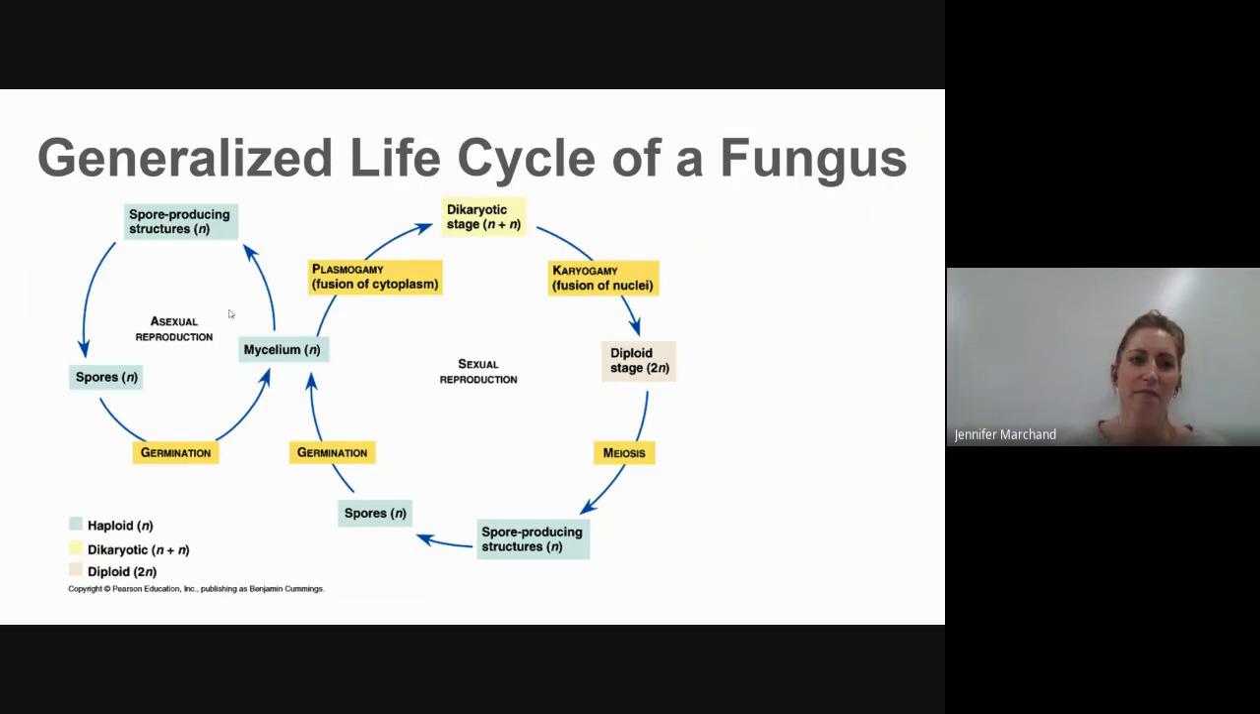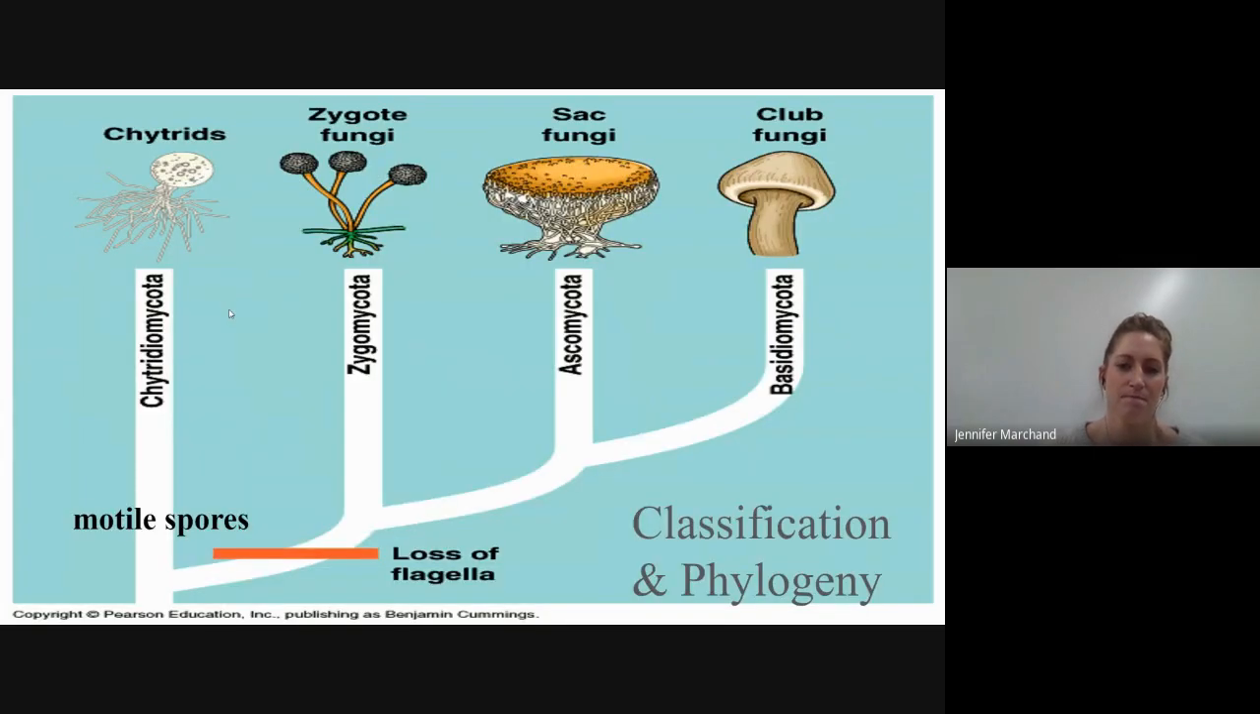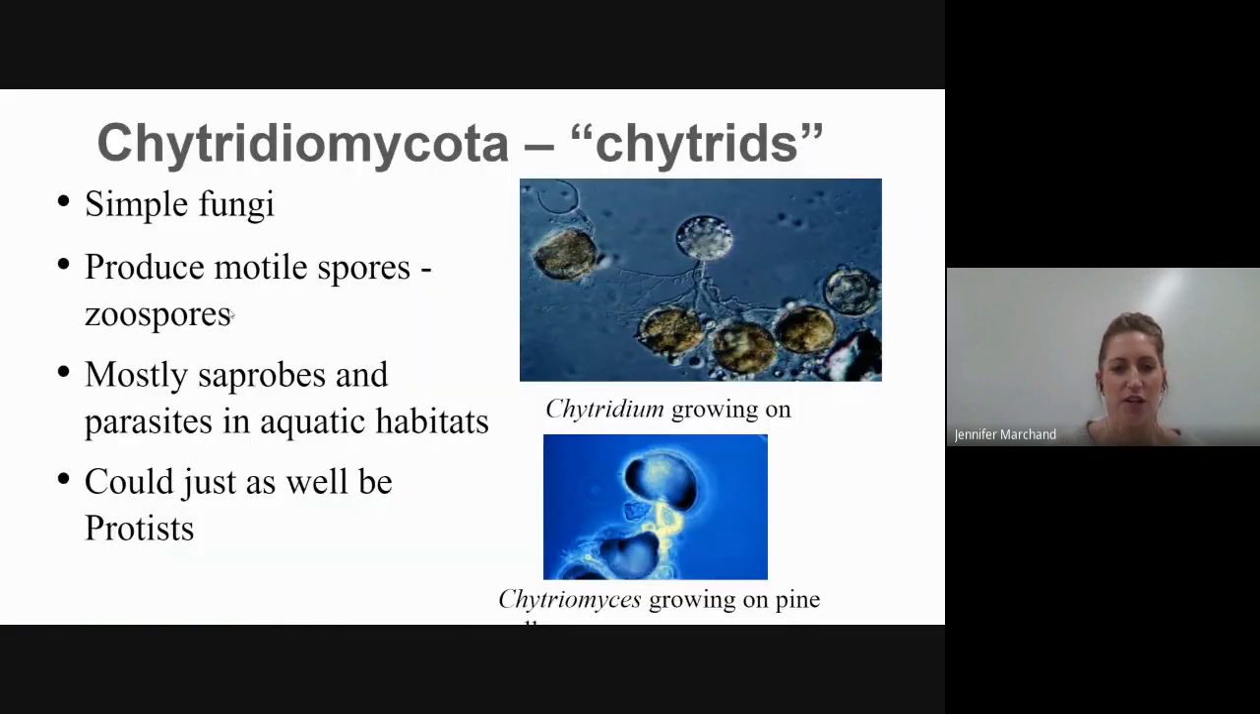Okay. Then this is just kind of the generalized life cycle of fungi. Again, the biggest thing you guys need to remember is that they're spore-cific and that they reproduce through their spores. Okay. Different types of fungi here. So you have the motile spores, the zygosporic ones, the sac and the basidium. Again, too much information, but I just wanted you to have it in case you needed it.